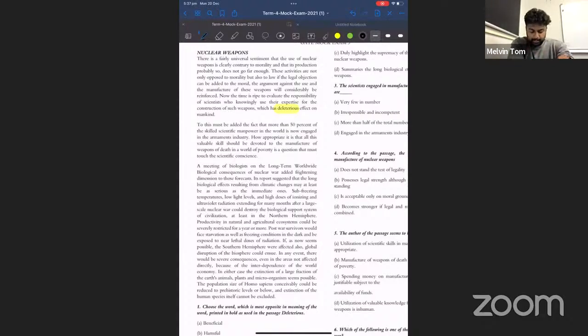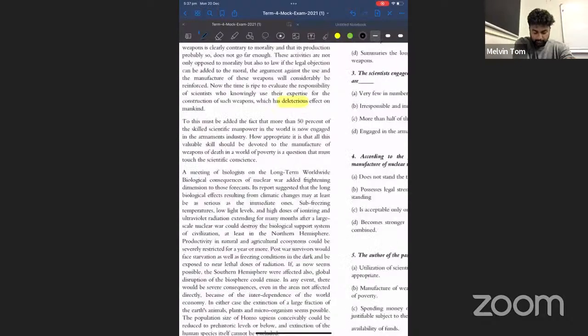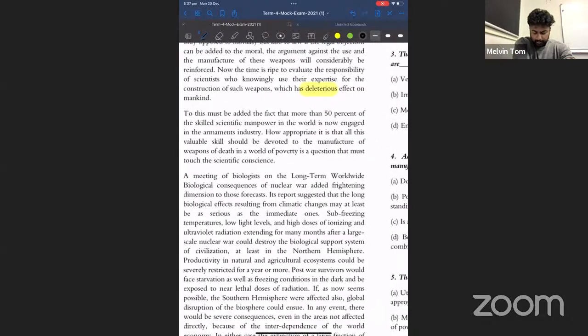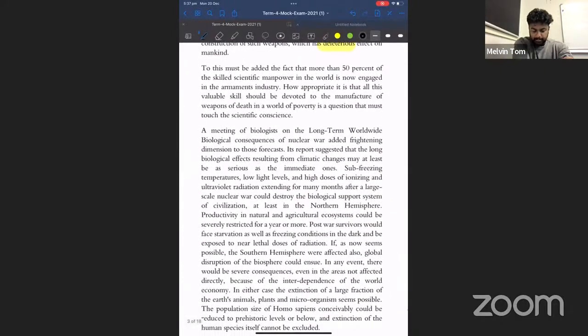How appropriate it is that all this valuable skill be devoted to the manufacture of weapons of death in a world of poverty is a question that must touch the scientific conscience. A meeting of biologists on the long-term worldwide biological consequences of nuclear war added a frightening dimension to these forecasts. Its report suggested that the long biological effects resulting from climate change may be at least as serious as the immediate ones. Sub-freezing temperatures, low light levels, and high doses of ionizing and ultraviolet radiation extending for many months after a large-scale nuclear war could destroy the biological support system.